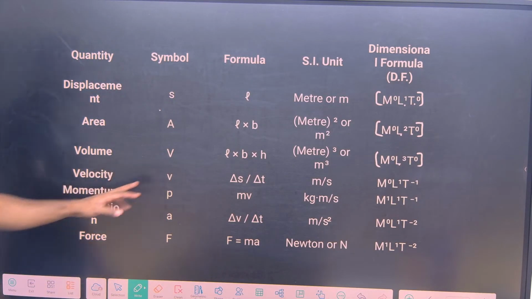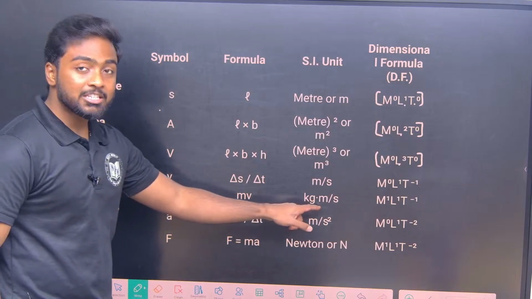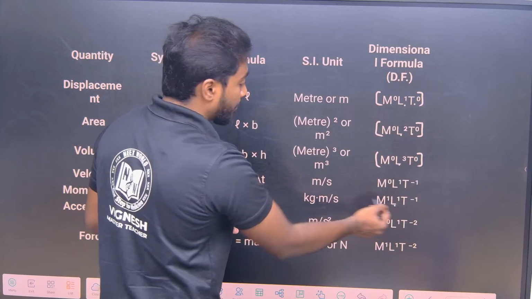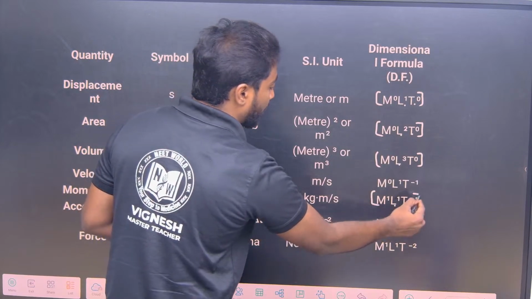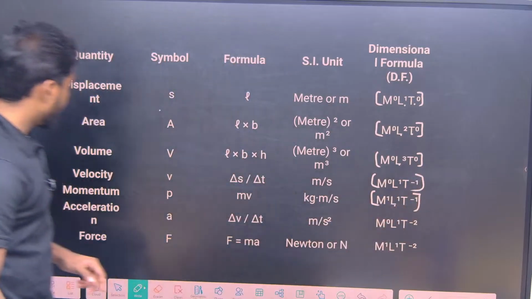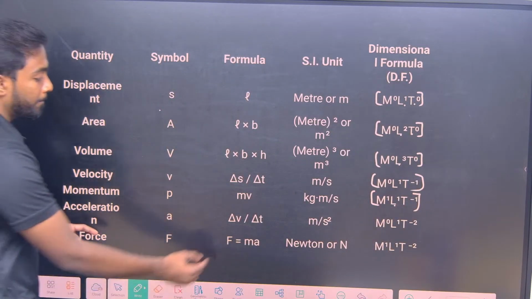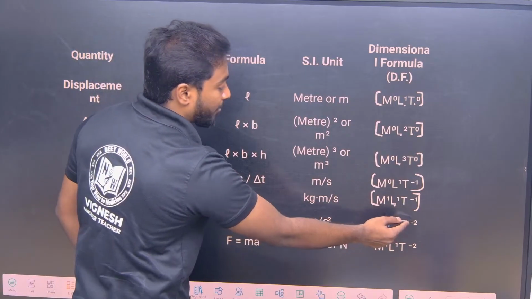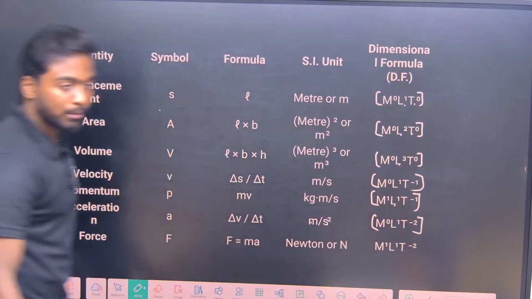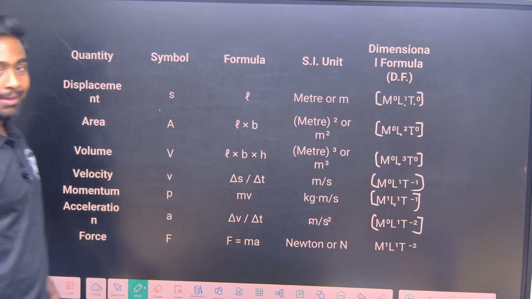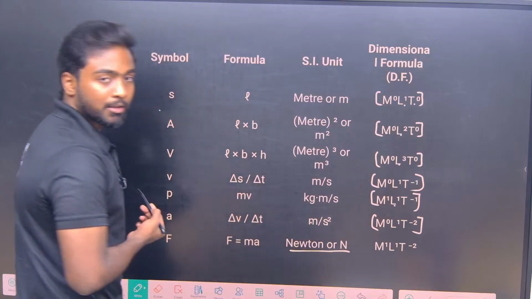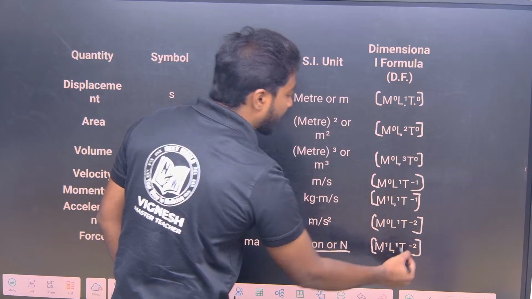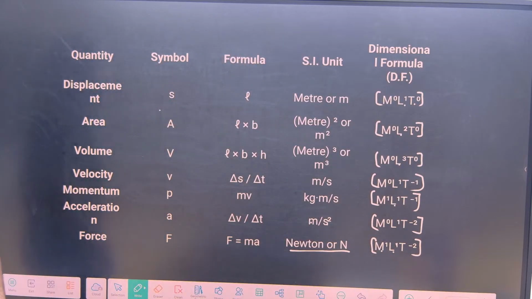Momentum is mass into velocity, kg meter per second, so M L T power minus 1. Acceleration is velocity by time, so meter per second square is the SI unit, and L power 1 T power minus 2 is the dimensional formula. Next is force, mass into acceleration, SI unit is Newton. Then M power 1 L power 1 T power minus 2 is the dimensional formula for force. So you can take a note of this.